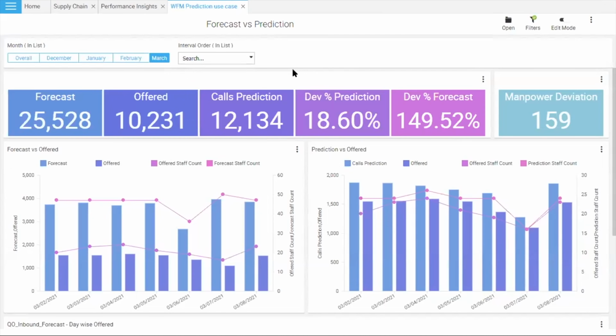So here we're actually talking about a manpower prediction use case. In this use case, we're talking about data for a period of about 3 months. We used data for 3 months, and we predicted the data for about 8 days here.